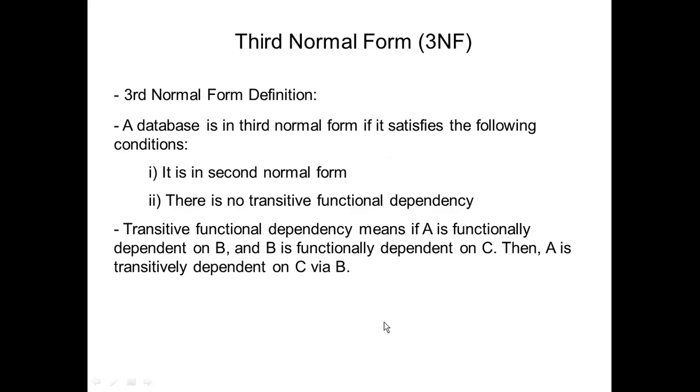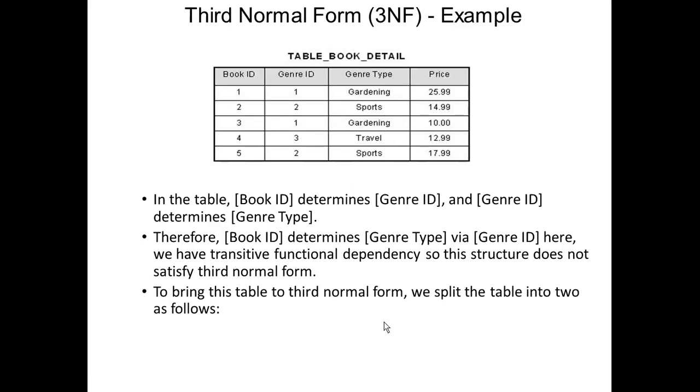Now the third normal form. If the database is to be in third normal form, there are some conditions to satisfy. That is, first it is in second normal form and there is no transitive functional dependency. Transitive functional dependency means if A is dependent on B, B is dependent on C, then A is transitively dependent on C via B. Another example: suppose name is dependent on roll number, marks are dependent on name, then ultimately marks are dependent on roll number via name. Now we will see the example.